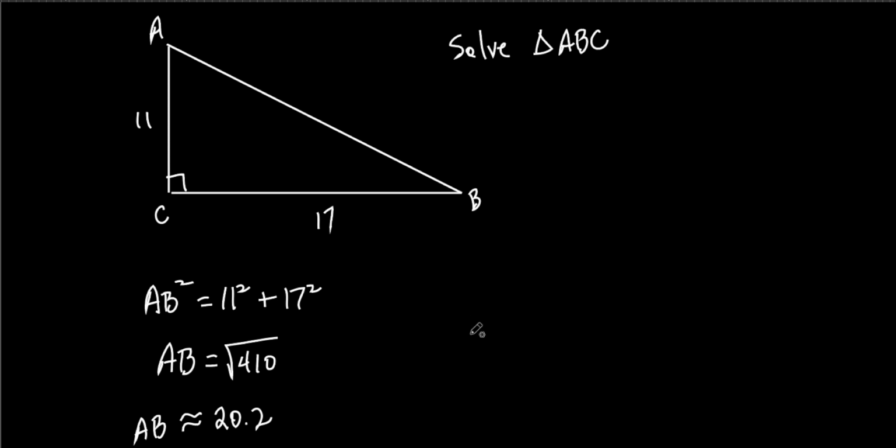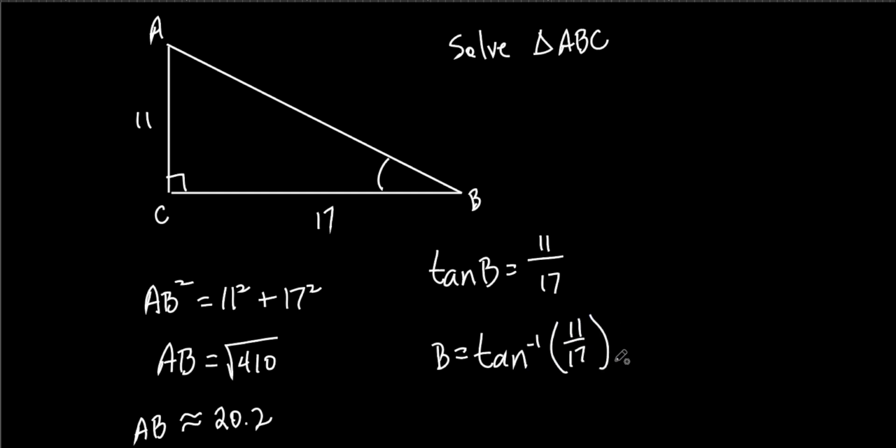What do you want to solve for first? Angle B? All right, we'll solve for angle B first. So which trig function are we going to use if we're going to use angle B? Opposite over adjacent, which is the tangent, correct? So we take the tangent of B is equal to the opposite, which is 11, over the adjacent, which is 17. Now, let's get B by itself. What's that going to look like? It's going to look like the inverse tangent of 11 over 17.